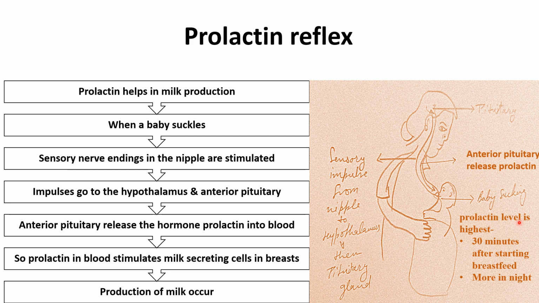Prolactin level is highest 30 minutes after starting the breastfeeding, and also higher at night. That's why more feeding during the night stimulates more milk production and the baby will get adequate breast milk. So we should always promote nighttime breastfeeding.